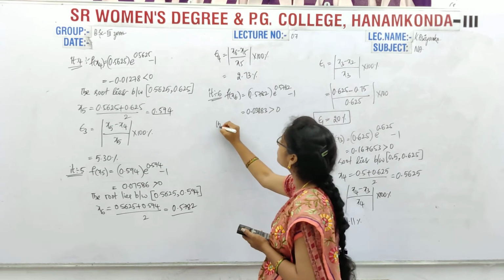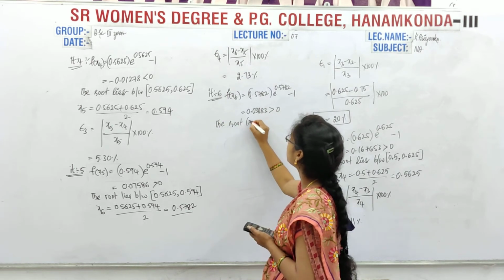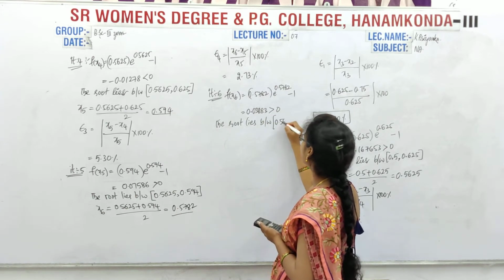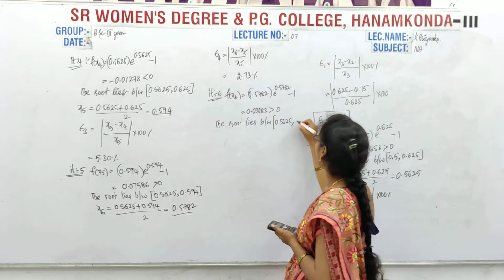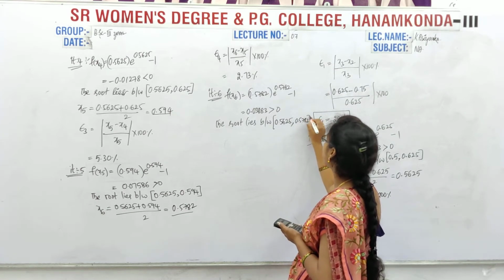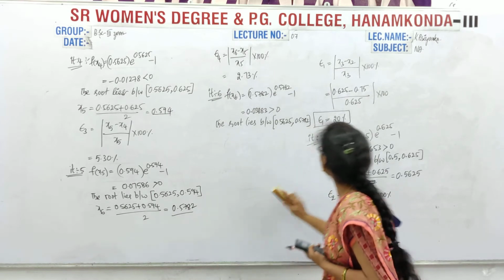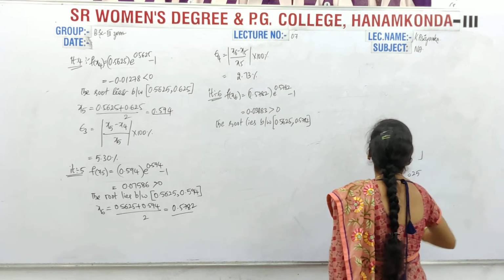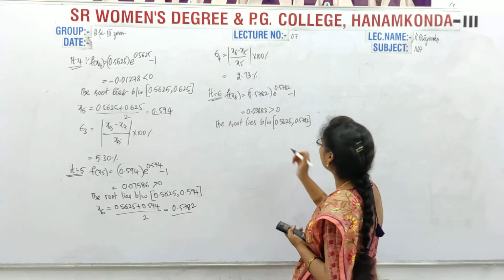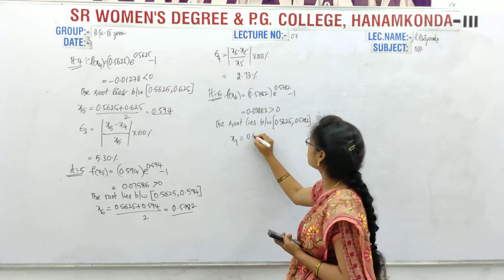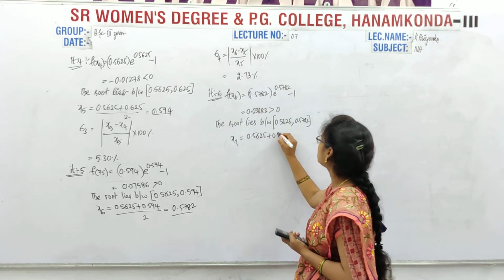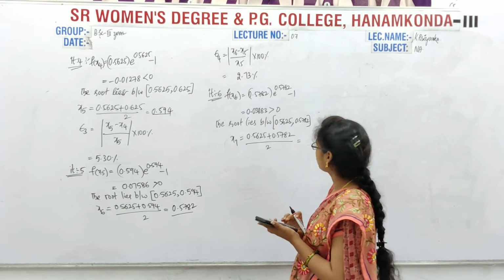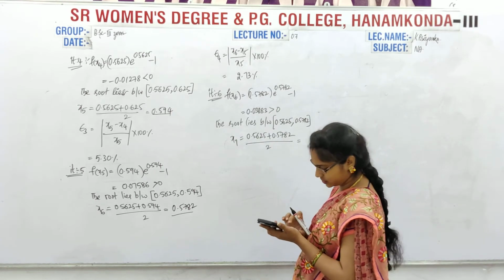So a positive value means the root lies between, where does it lie now? It is negative at 0.5625, so the interval is 0.5625, 0.5782. Okay, so next here what we have to do? We have to calculate x7. Now what will be the value of x7? It equals (0.5625 plus 0.5782) by 2.